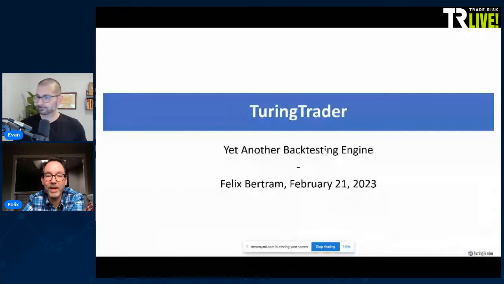All right, cool. Today I want to talk about TuringTrader. That's the backtesting engine that I use every single day, basically. And as the subtitle already says, yet another backtesting engine. So why do we need yet another backtesting engine? What's different? What's wrong with what's out there? And then there will be a bit of demo.